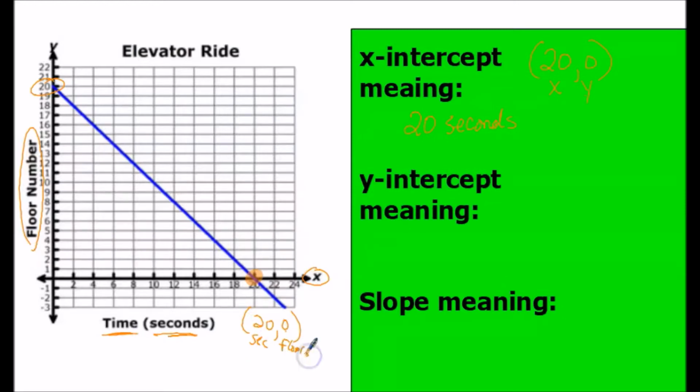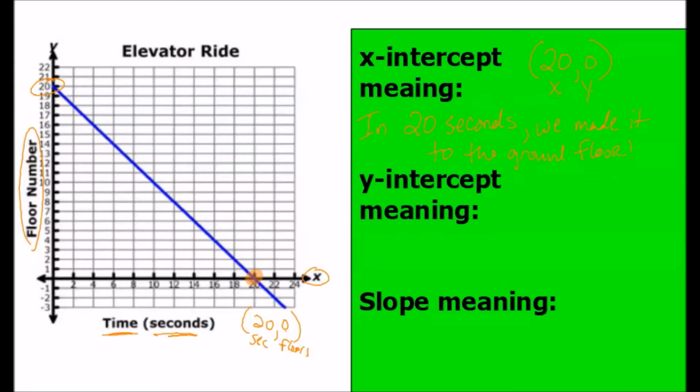So how could I put that in a complete sentence? I could say, well, in 20 seconds, we made it to, and we could call it the ground floor, right? Because now we're on the ground, we're at floor 0. And so what does that mean? 20, 0 means in 20 seconds, I'm at the 0 floor, which is technically the ground floor, right?